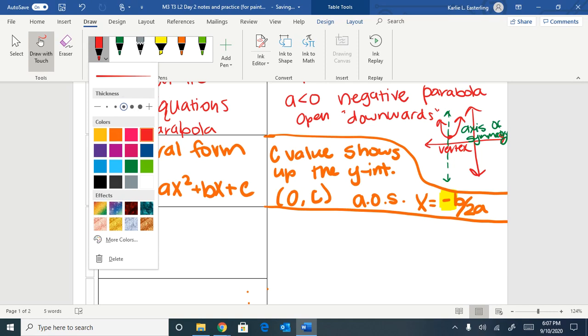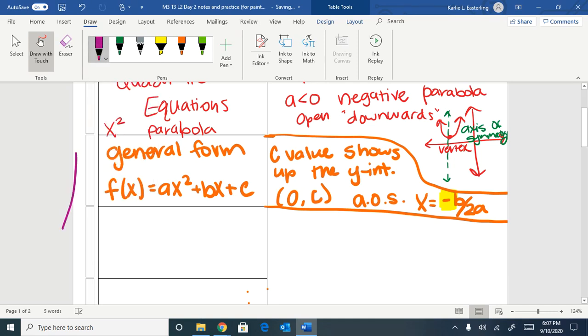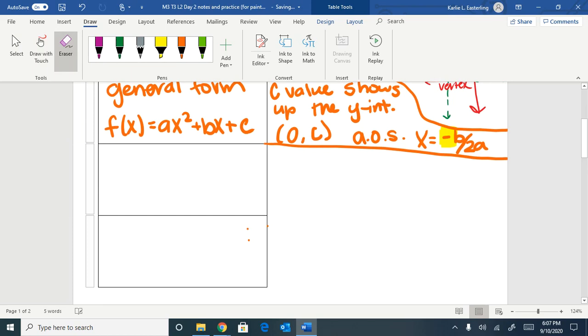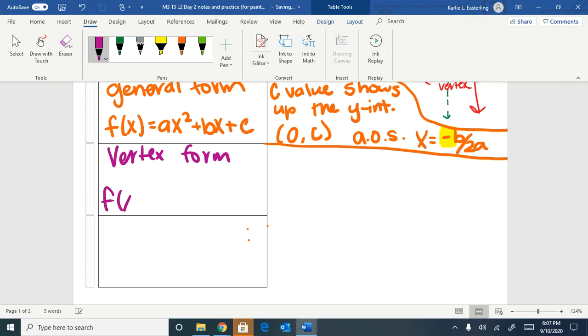Let's see, what other colors can we use? Let's go with purple. So the next one that we talked about in class was the vertex form. It is actually my favorite form. So it's when f of x equals a times (x minus h) squared plus k. So a very important thing that I pointed out was that minus on the inside. So remember, we got to think opposite for our h values here. It's very similar to the absolute value. If it's inside, we're going to think opposite. If it's outside, we're going to think the same.